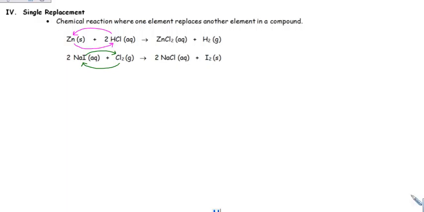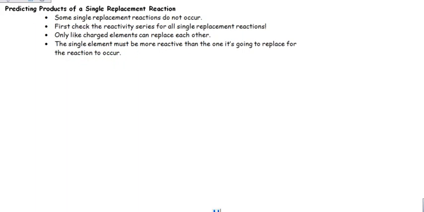Now there are a few rules before we can predict products of a single replacement. Not all single replacements work. You can't always go in the lab, mix things together, and expect some fabulous reaction. Sometimes nothing happens. So we're going to check a chart. It's called the Reactivity Series. You'll want to check this for all single replacement reactions. I will always give you the Reactivity Series.